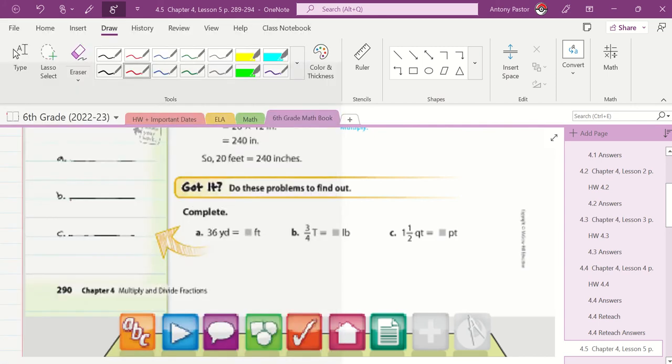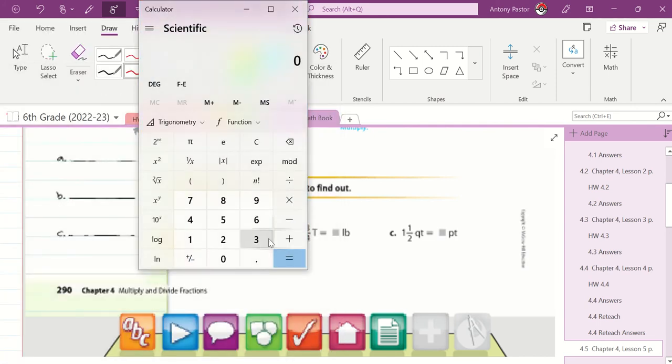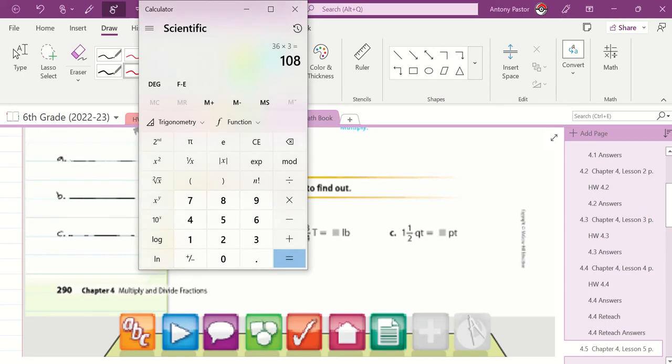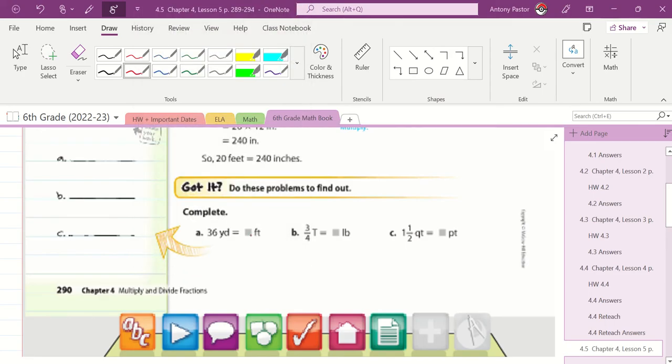We're going to go ahead and double check our work just to make sure we did everything correctly. So 1 yard equals 3 feet. If there's 36 yards, that means 3 feet for every yard. We're going to multiply this by 3, 108. So our answer is 108 feet. 108 feet are in 36 yards.